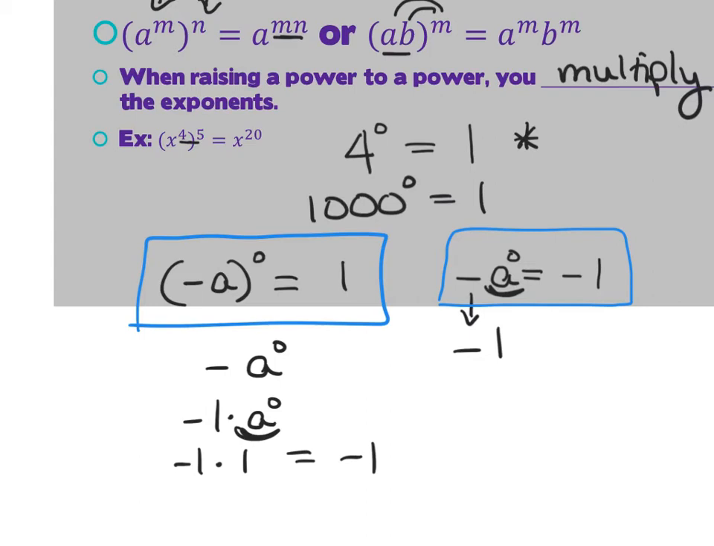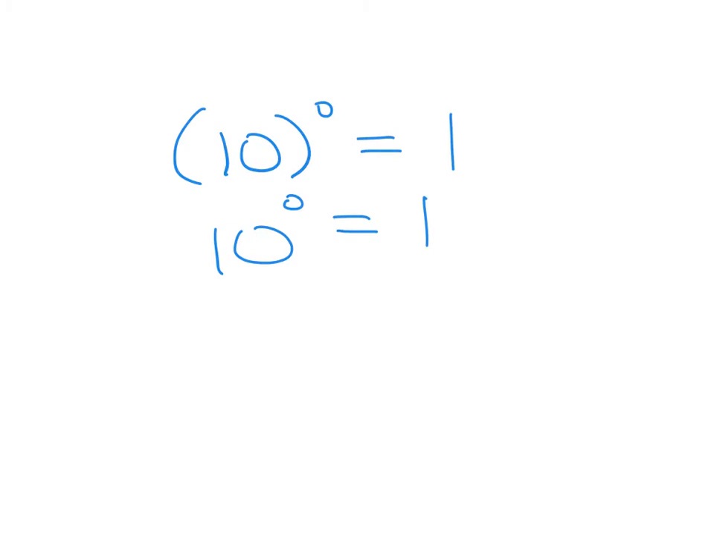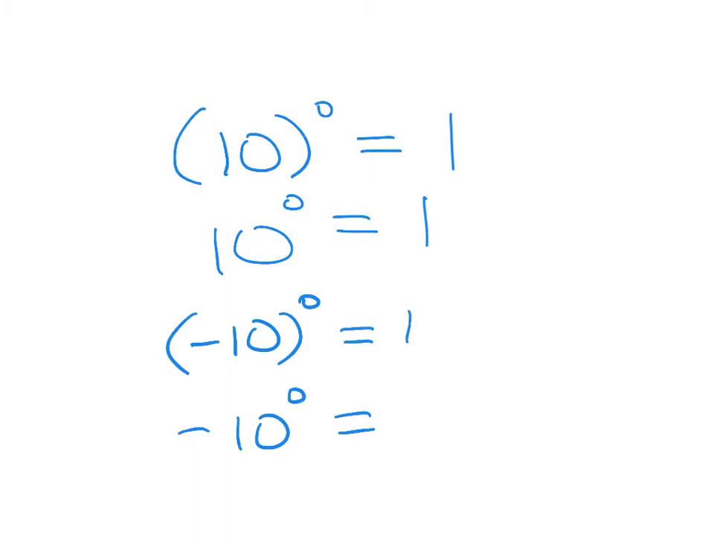Pretty good so far? I can show you with a number also. Let me do an example like that. So let's do 10. 10 to the 0 power. If it's in parentheses, it's still 1. If it doesn't have parentheses and it's positive, it's 1. But if it's a negative 10 with parentheses or a negative 10 without parentheses, the one with parentheses is 1, but the one without parentheses is negative 1.